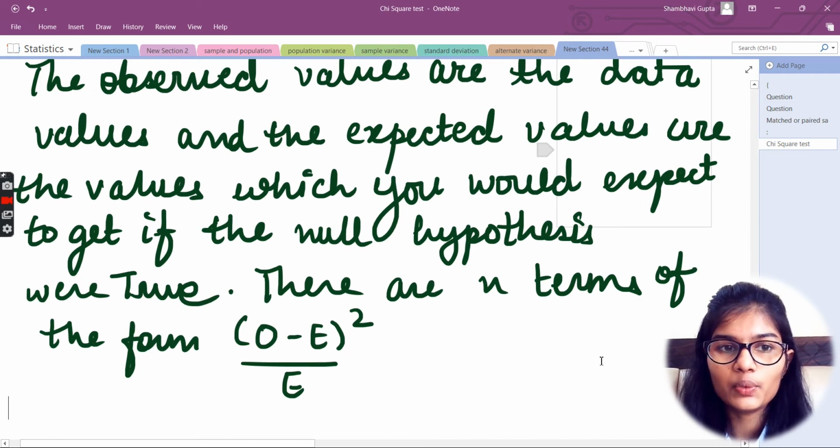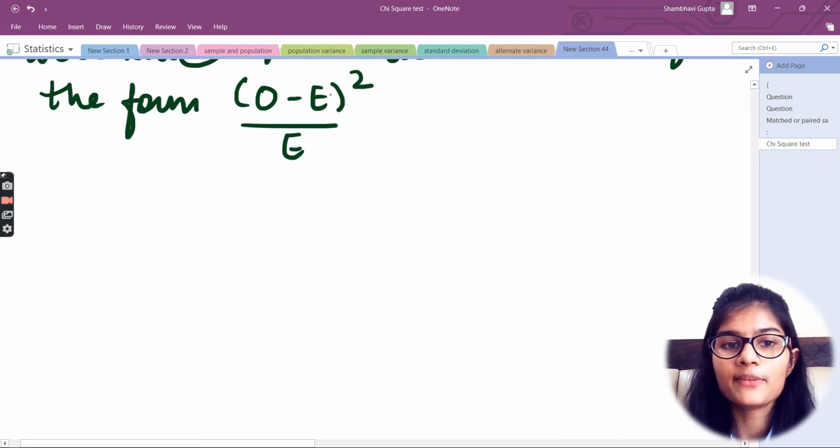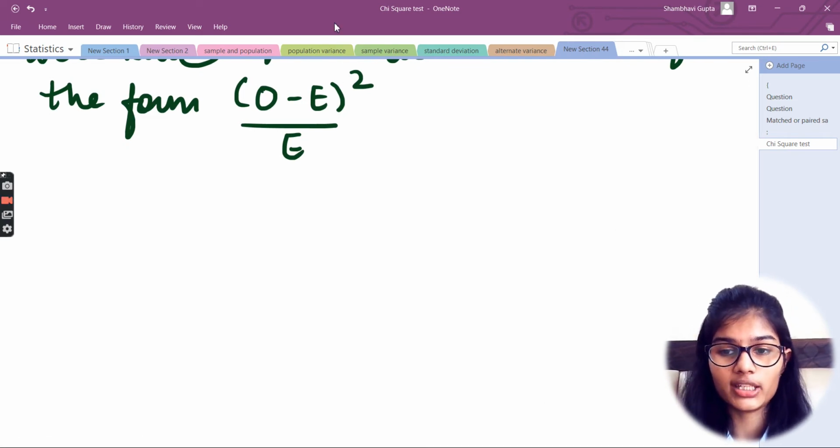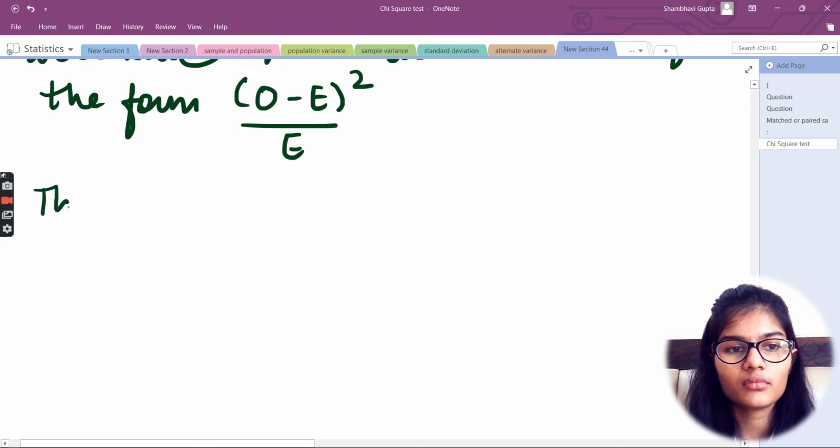So the observed values are the data values and the expected values are the values which you would expect to get if the null hypothesis were true. So basically there are n terms of the form (O minus E) to the whole square divided by E. Now we have some more things in this topic as well, so I would just begin with that.